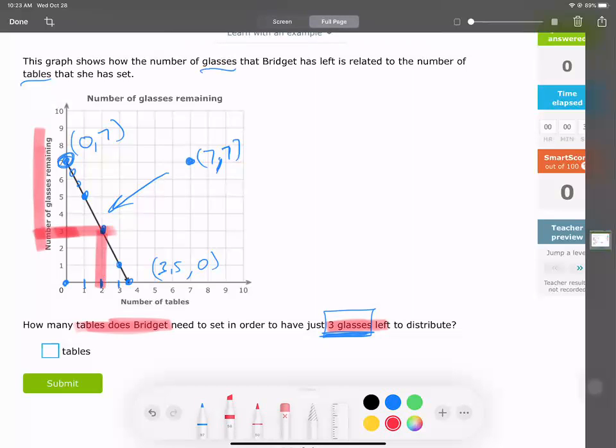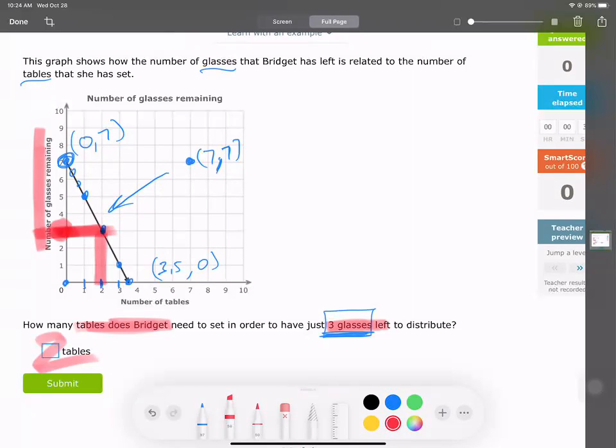Let me do that one more time. It's not that she has 3 tables, right? She has 3 glasses. So we want to make sure we start off on the right part of the graph. If you give me glasses, we're over here glasses. That's glasses. And we're at 3. That means how many tables does she have left? That's just 2.